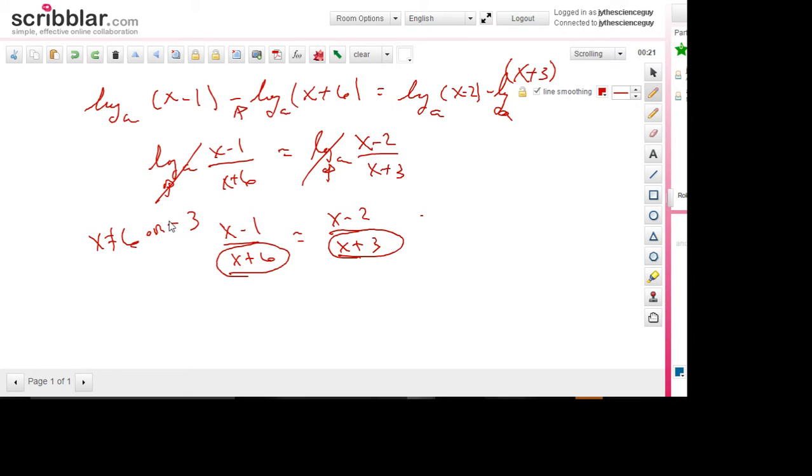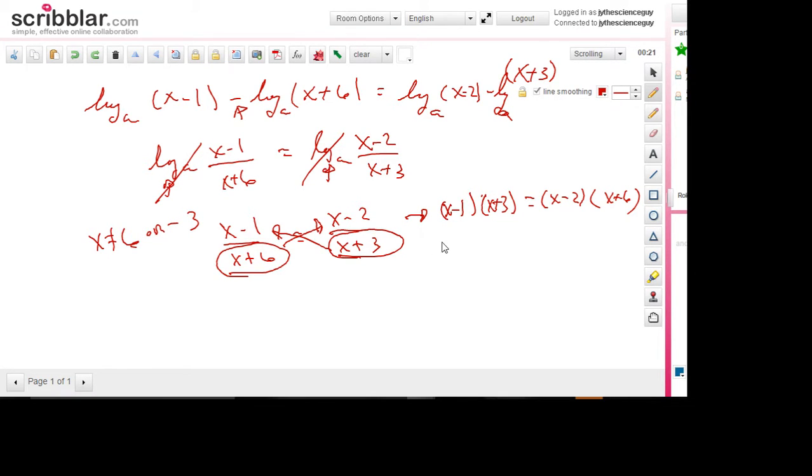Okay. So the next thing that we're going to do is we're going to cross multiply. So this is x minus 1 times x plus 3 is equal to x minus 2 times x plus 6. Do you see how I got that? Because you cross multiplied. Right.